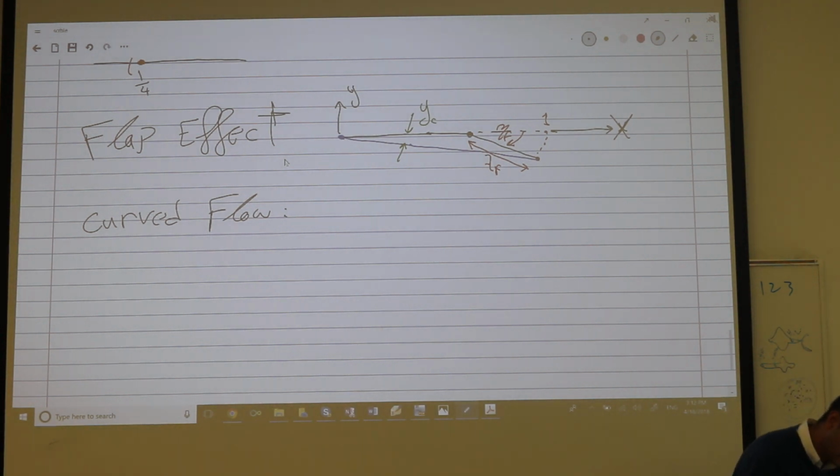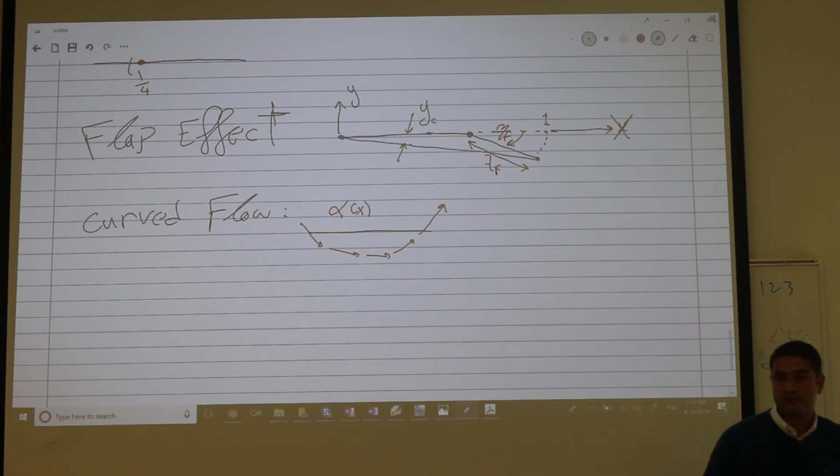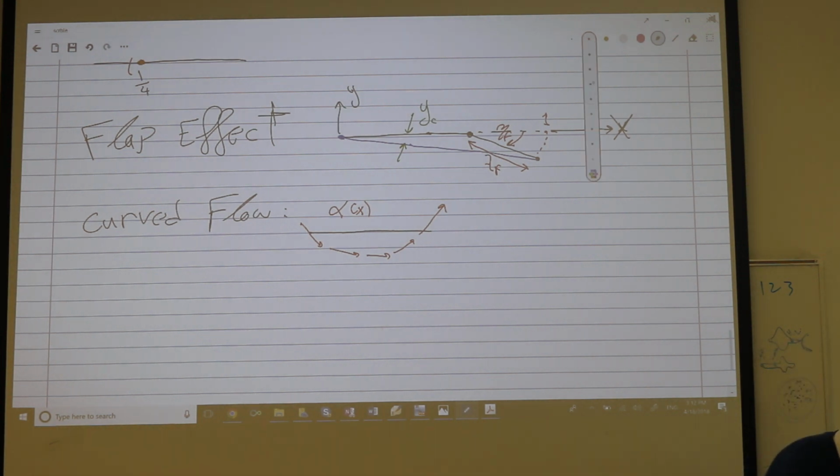So the curved flow, what's the curved flow? I have my airfoil. It's not subject to a single alpha, but my flow is curved in the following sense. So alpha is a function of x, locally at any point. That's okay. Can you solve this using thin airfoil theory? Well, yeah, I can do the following. I would say that this is equivalent to the following problem.